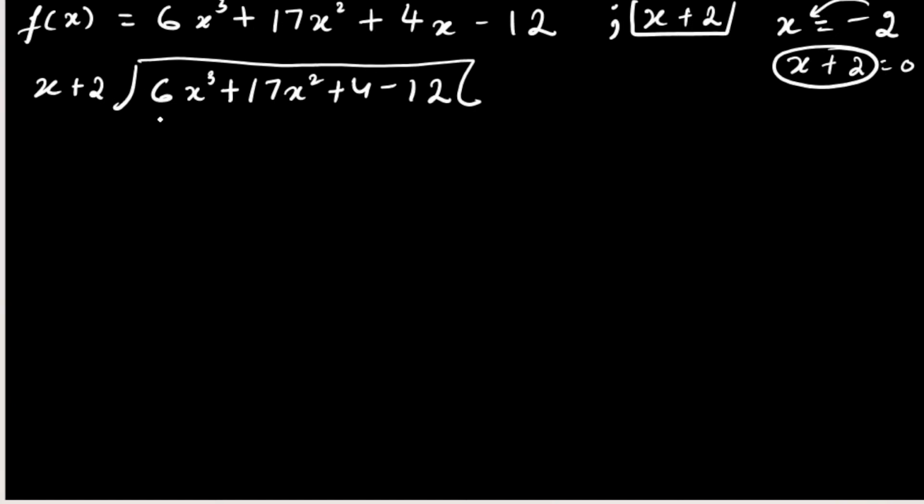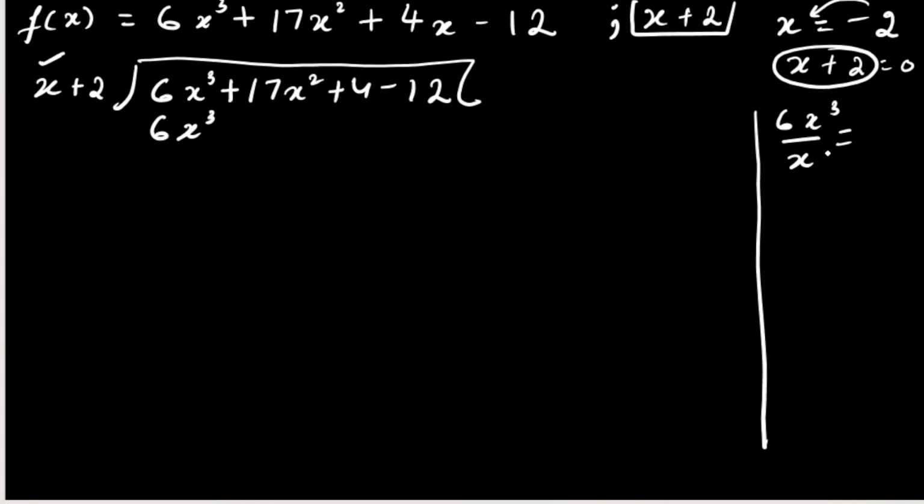First of all, the first term is always written the same. So 6x cube, write it. Then this working out you have to do. With this 6x cube, just divide by the first term of this divisor, which is x. So when you divide, you will get 6x square.